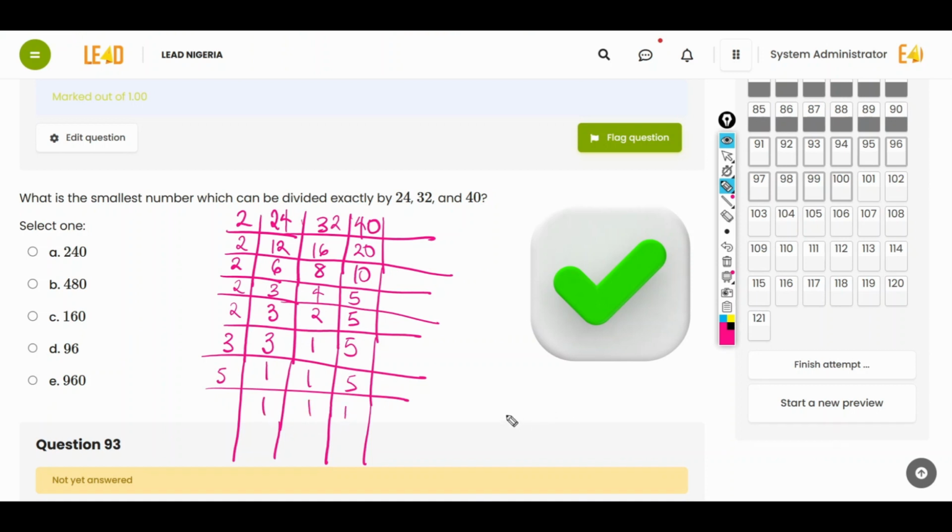So our answer is 2 times 2 times 2 times 2 times 2. That's 5 2s, right? And times 3 times 5. Okay. So 2 times 2 is 4, 4 times 2 is 8, 8 times 2 is 16, 16 times 2 is 32. All right, 32 times 3 is 96, and 96 times 5 is 480. So the correct option is B, option B.